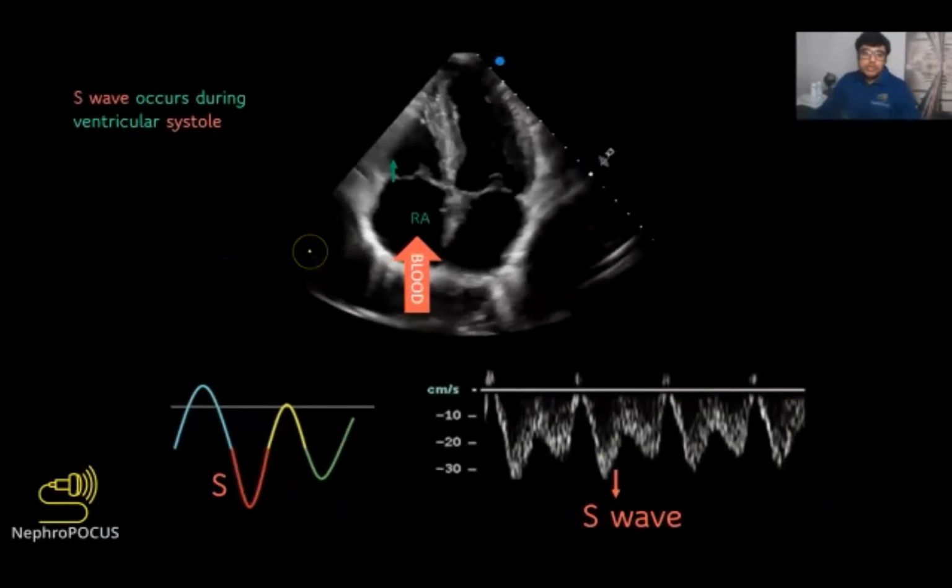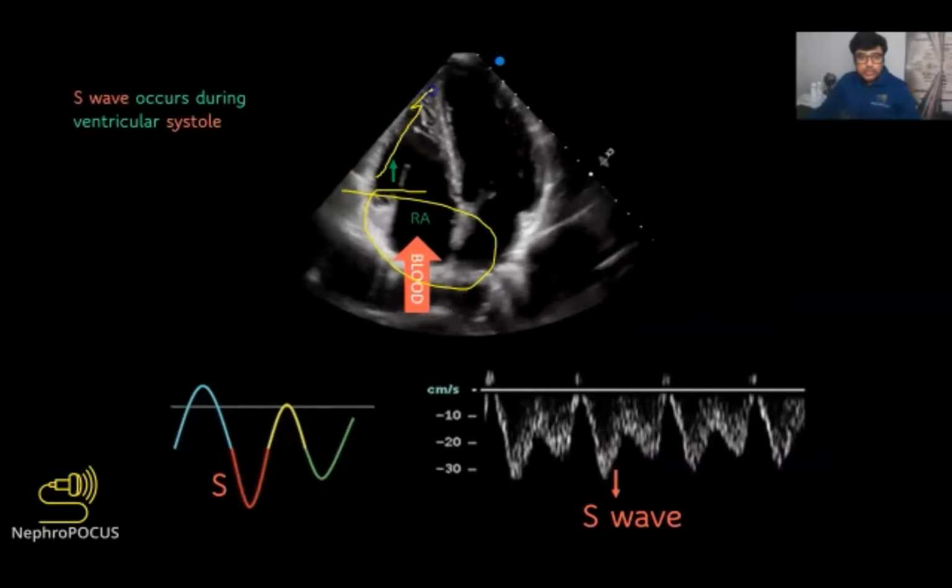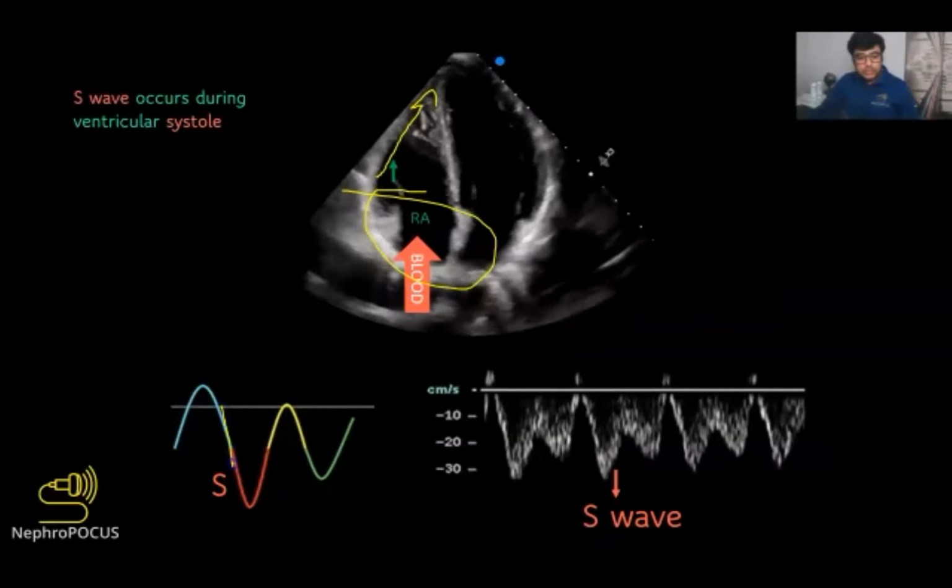So how does the systolic wave, or S wave, occur? During systole, the right ventricle's longitudinal movement is making more room in the right atrium. As the right ventricle moves towards the apex, there is more space in the right atrium to be filled with blood, or more space to accommodate the venous return. That manifests as a nice forward flow, that is the systolic wave. So on the sonographic image, this is the systolic wave.